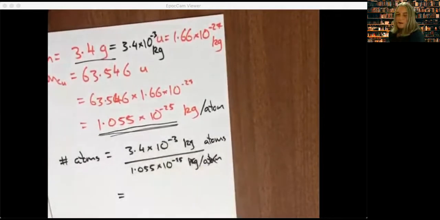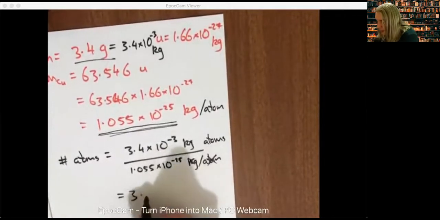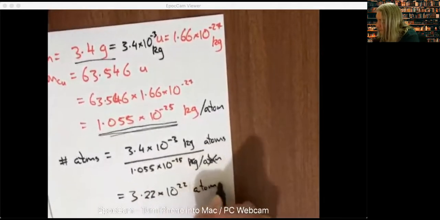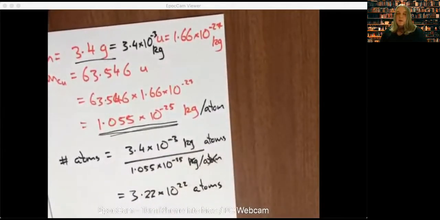Now you just use your calculator, and hopefully you get out the same value I did, which is 3.22 times 10 to the 22 atoms. So that is how many atoms of copper there are in a 3.4 gram copper coin.